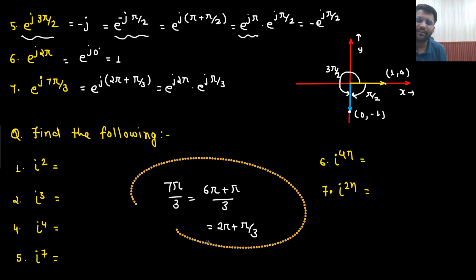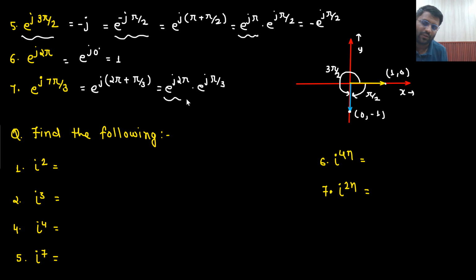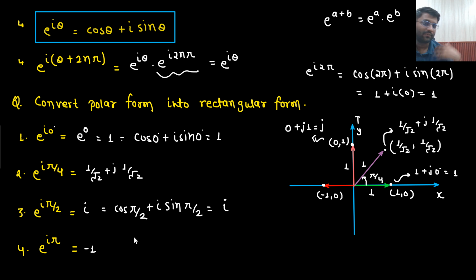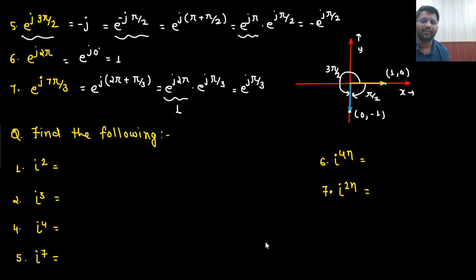Right? Now what is the value of e to the power j 2 pi? That is nothing but 1. So what is the answer you are getting? e to the power j pi by 3. So e to the power j 7 pi by 3 is nothing but equivalent to e to the power j pi by 3. Understandable? So this is how we can do the conversions. All these conversions will be helpful in further analysis. That's why we are studying it here.